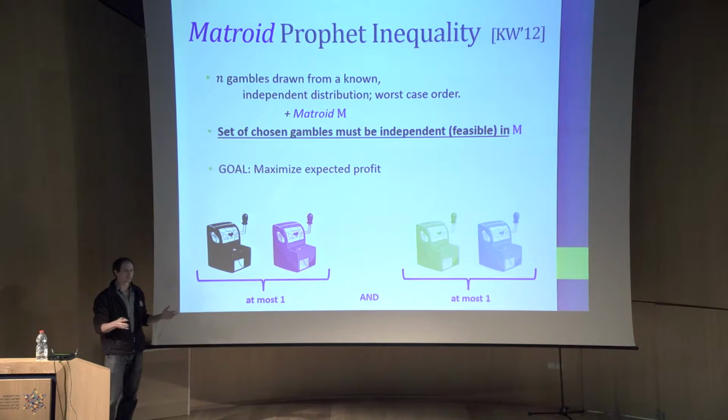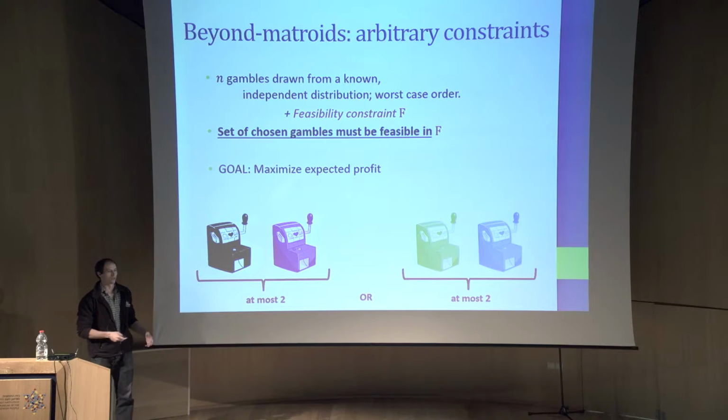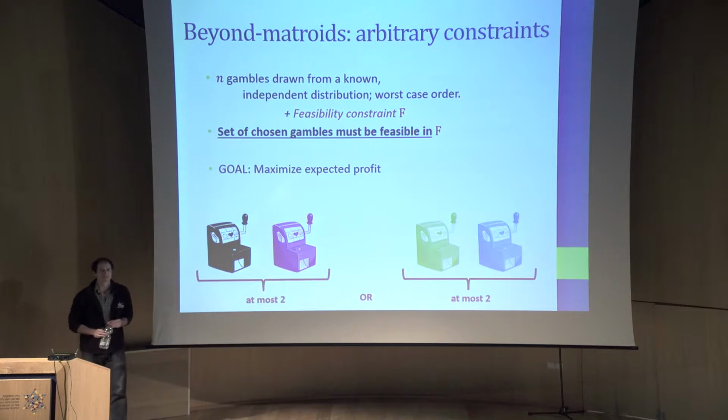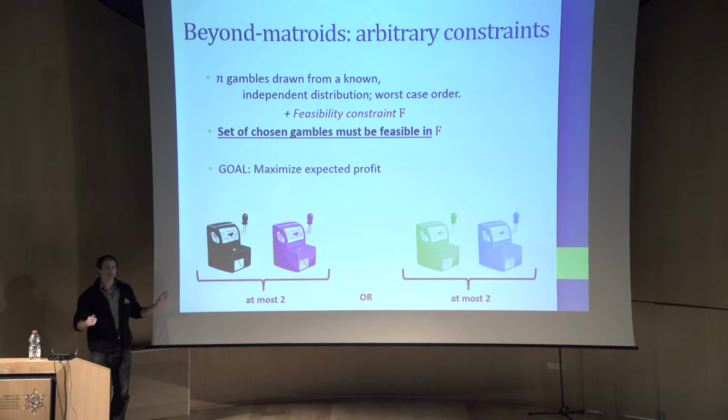Again, you can ask the same questions for the profit inequality. So you have a matroid over the gambles, and you want to maximize your expected profit. And again, the same analog for a general feasibility constraint. So that's the model, very simple.